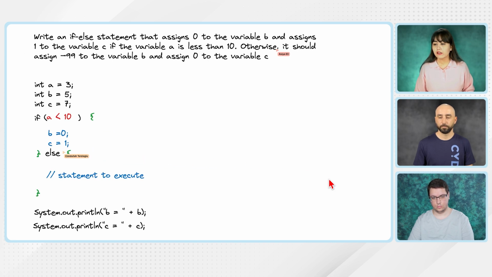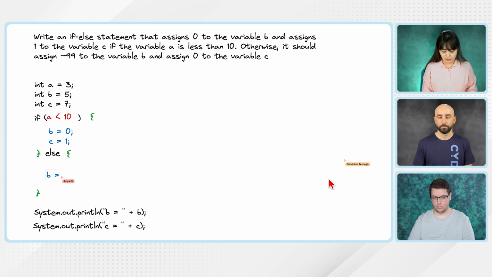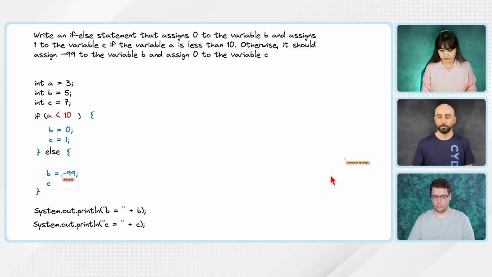And it says otherwise, which is the else statement, it should assign minus 99 to the variable b and assign 0 to the variable c. So when my condition is false, not true, then I have different values to assign. So for b, I'm going to assign minus 99. And for c, I'm going to assign 0.